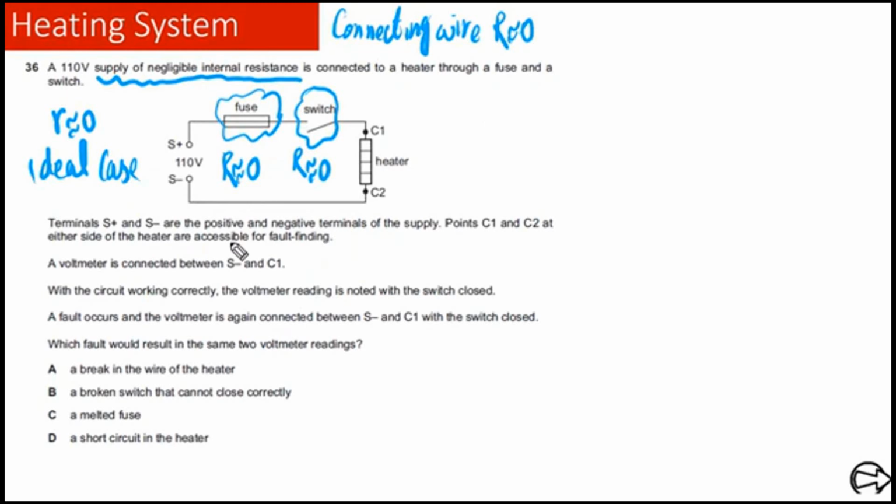Now the next thing, it is given to us that a voltmeter is connected between the negative terminal of the battery and C1. Our voltmeter is connected here between these 2 points.